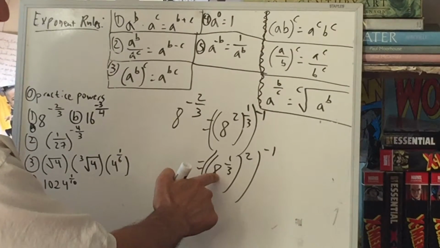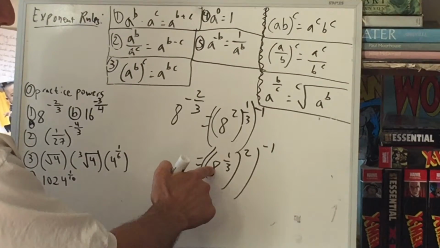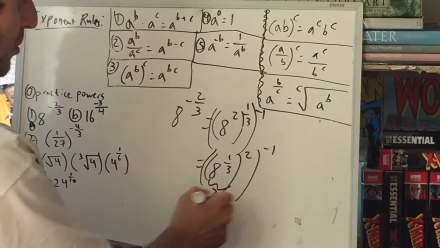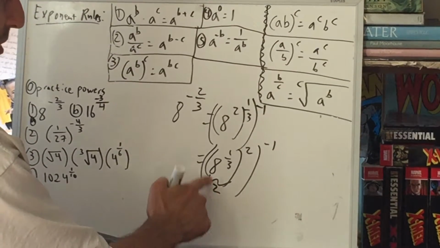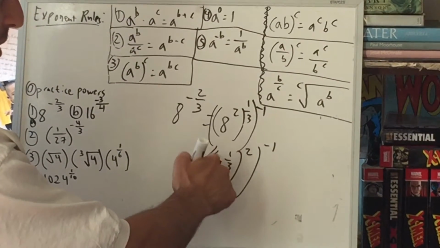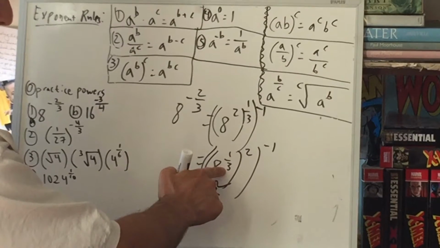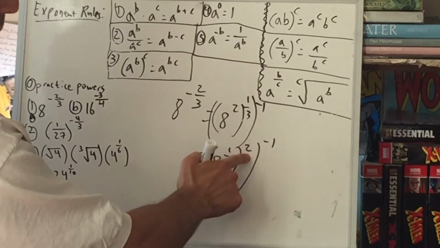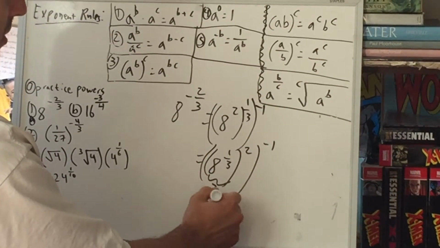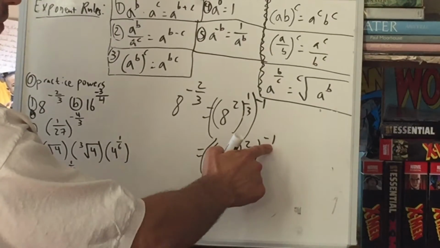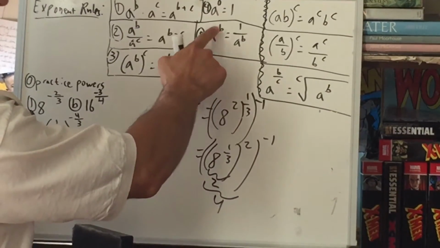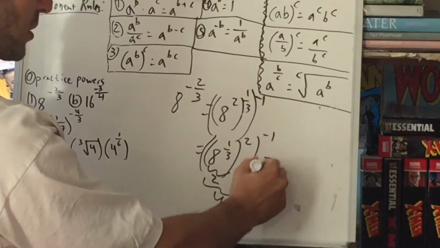This is which number times itself 3 times gets you 8. So that would be 2. 2 times 2 times 2 is 8. That's what this 1/3 power or 3rd root means. Then we're going to do 2 squared, so that's 4. And we're going to do 4 to the minus 1st power. So that just means flip it, or take the reciprocal. So it's 1/4.